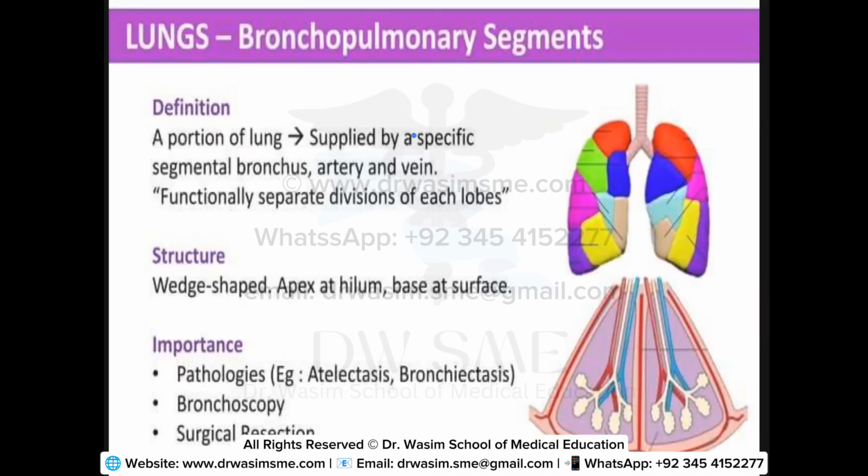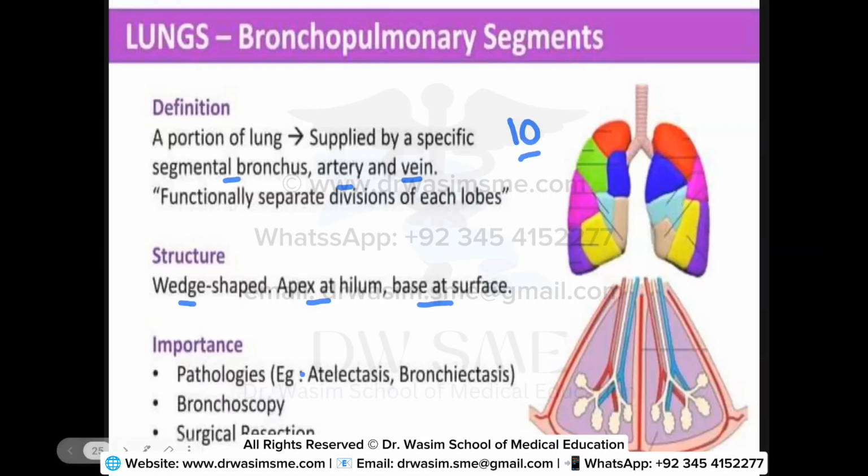Now, regarding the bronchopulmonary segment, what is the definition? It is a portion of the lung which is specified by a specific segmental bronchus, its artery and vein. It functionally separates the region of each lobe, and both the right as well as left lung have 10 bronchopulmonary segments. They are wedge shaped. Their apex is at the hilum and the base is at the surface.